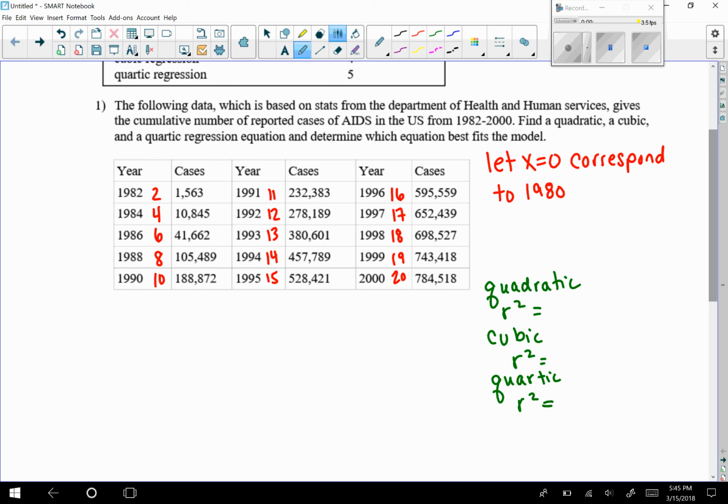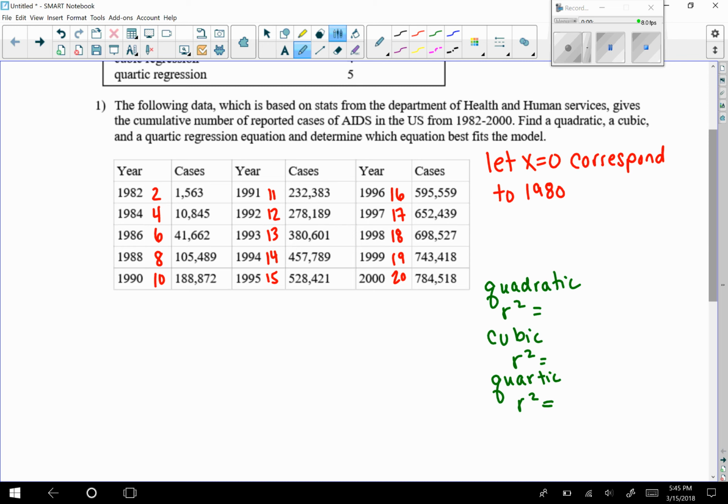So for the first example, it says the following data, which is based on stats from the Department of Health and Human Services, gives the cumulative number of reported cases of AIDS in the U.S. from 1982 to 2000. We want to find a quadratic, a cubic, and a quartic regression equation and determine which equation best fits the model.